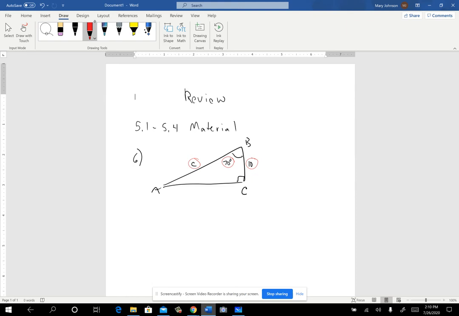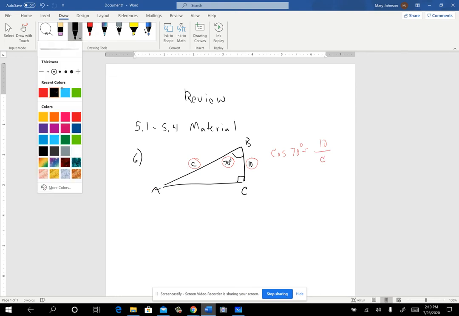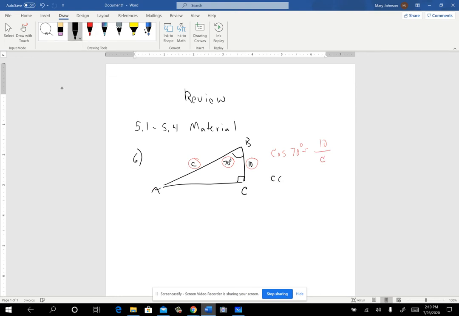Since 10 is the leg that is adjacent to the 70 and C is the hypotenuse, that tells me I'm going to set it up using cosine. So I know the cosine of 70 degrees would equal 10 over C. Then from there, you need to show the solving of that. I'm going to multiply both sides by C. When I do that, the C cancels. I get C cosine 70 equals 10, and I'm trying to get C. So once I'm here, I'm just going to divide both sides by the cosine of 70.